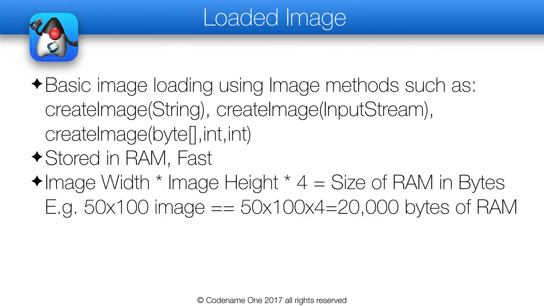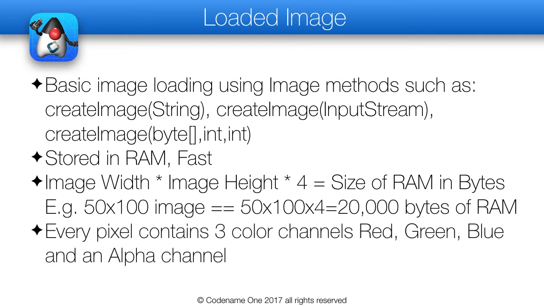To calculate the amount of RAM taken by a loaded image, we use the following formula: image width times image height times 4 equals the size of RAM in bytes. So a 50 by 100 image will take up 50 times 100 times 4, and that's 20,000 bytes of RAM. The logic behind this is simple. Every pixel contains 3 color channels and an alpha component, hence 3 bytes for color and 1 for alpha. This isn't the case for all images, but it's very common, and we prefer calculating for the worst case scenario. Even with JPEGs that don't include an alpha channel, some OSs might require that additional byte.